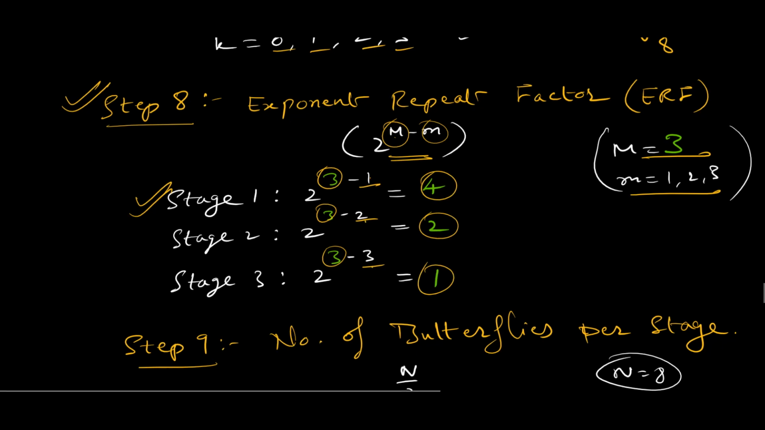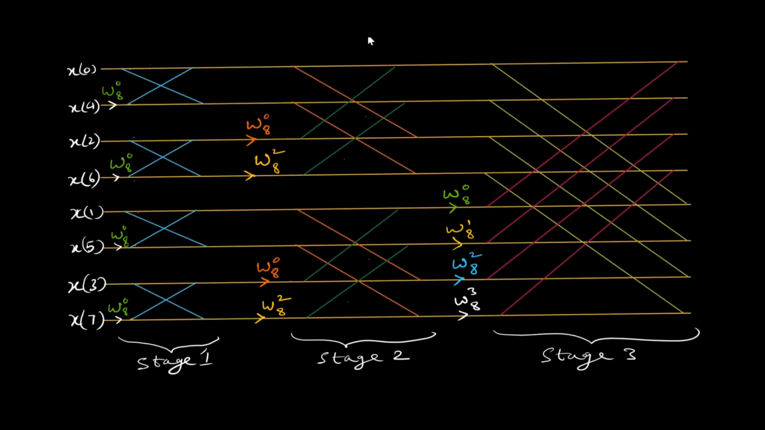What does that mean? That for stage number 1 your exponent will repeat 4 times. Likewise for stage number 2 it will repeat 2 times. And for stage number 3 your exponent will repeat only 1 time, means no repetition at all. So let us see in the butterfly diagram how that is done. Now you know the value of exponent and its repetition factor.